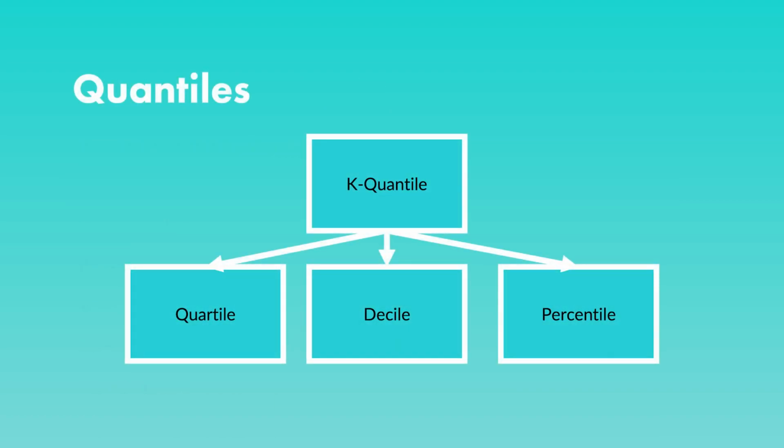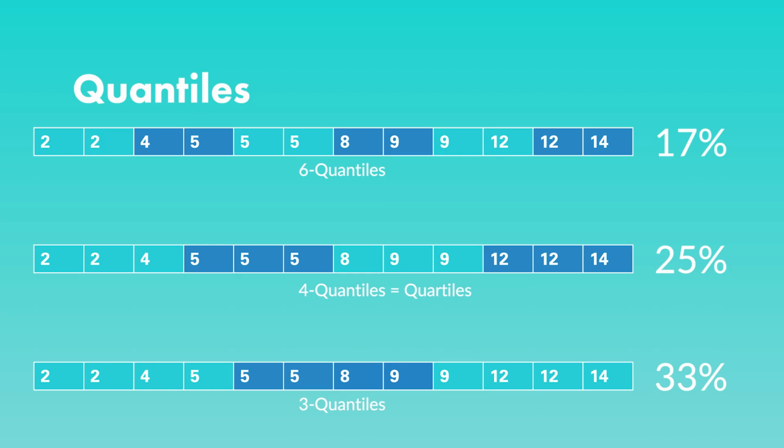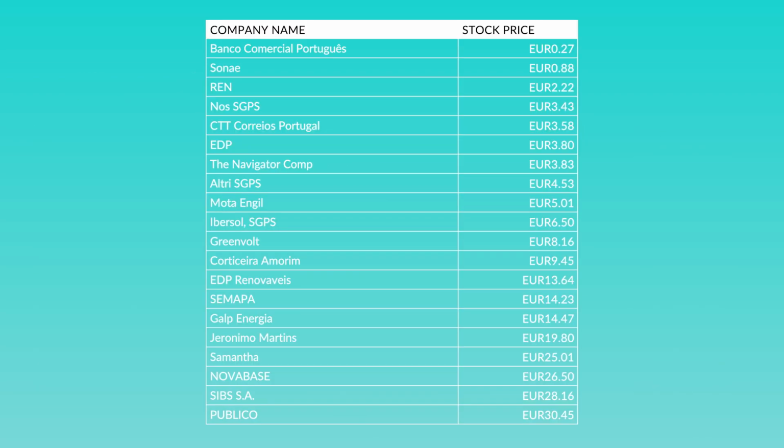Quantiles, and this is very important, are numbers, not percentages, nor groups. They are scores that split a set of sorted data into equal parts, into equal groups. Let me give you an example of a quantile.